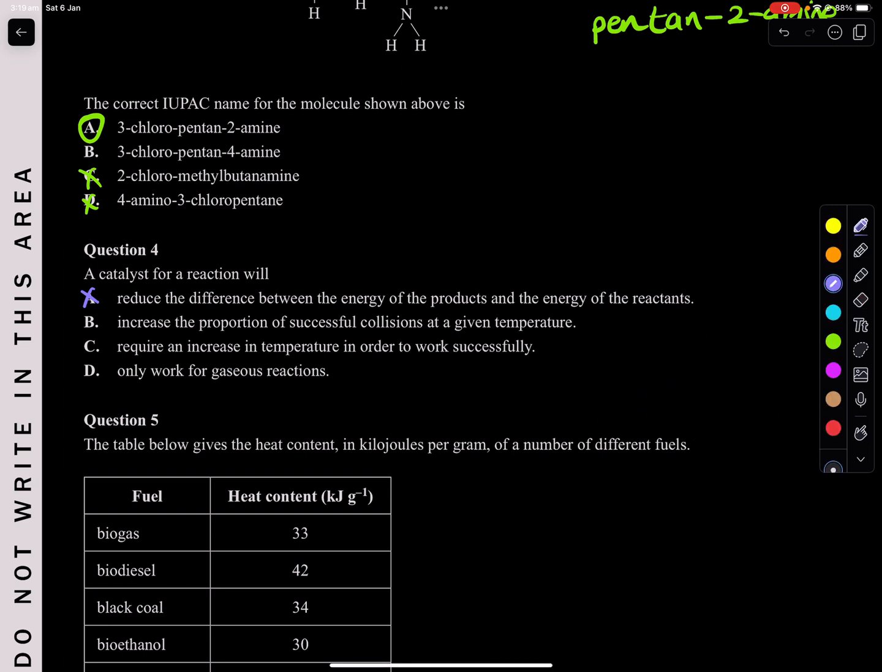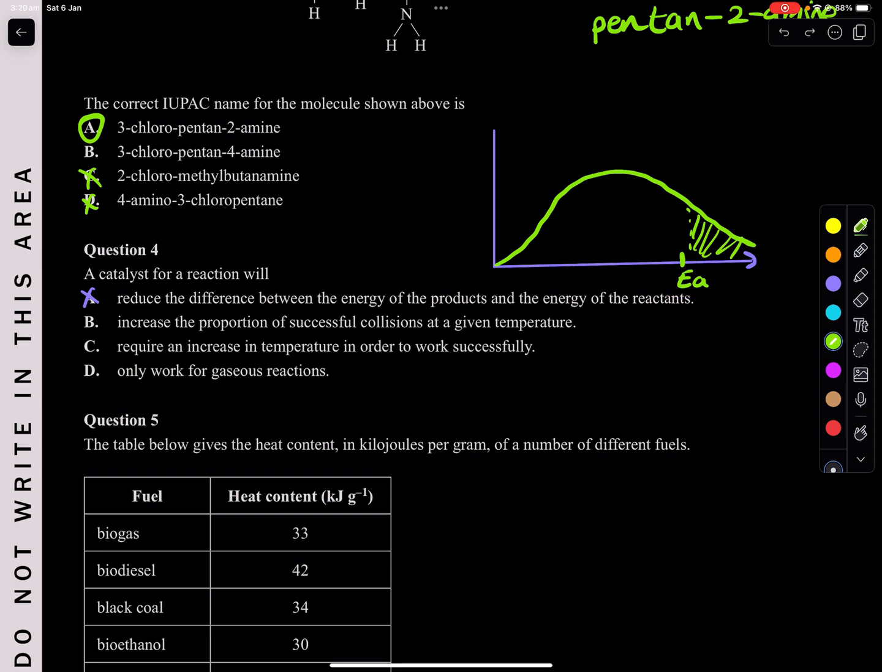Increase the proportion of successful collisions at a given temperature. Well, the way we can represent this is by a Maxwell-Boltzmann graph. If I draw a Maxwell-Boltzmann graph, it will look something like this. Let's say the activation energy is here. That's your activation energy. Remember the area represents the number of molecules. Over here, these molecules don't have sufficient energy to overcome the activation energy, whereas these over here have sufficient energy because they overcome this activation energy.